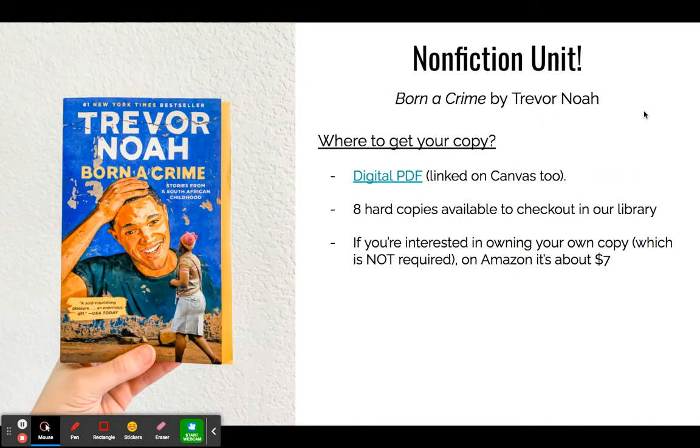So where are you actually going to read the book? How do you get your hands on one? I have a digital PDF copy. It's also linked on Canvas, like I showed you. The thing with this PDF, last year, you could just Google Trevor Noah Born a Crime PDF and it would pop up, no problem. But it seems like they're trying to take the PDF off the internet, but I have a version of it saved onto my drive. So the link that I give you on Canvas is going to link to what's saved in my drive. Luckily, I saved it. So most of us are going to be using a digital copy because there aren't enough physical copies in the library.